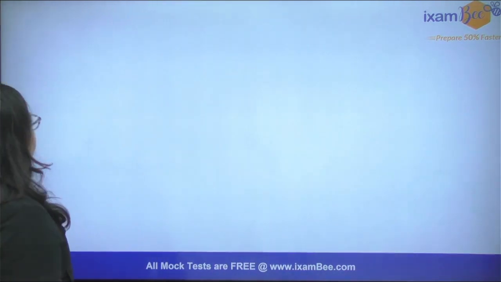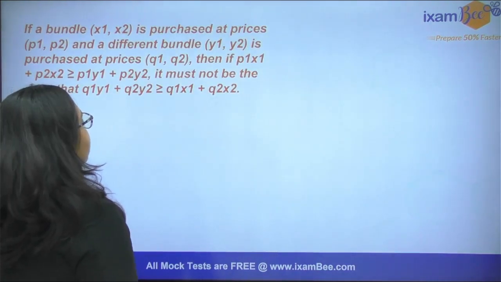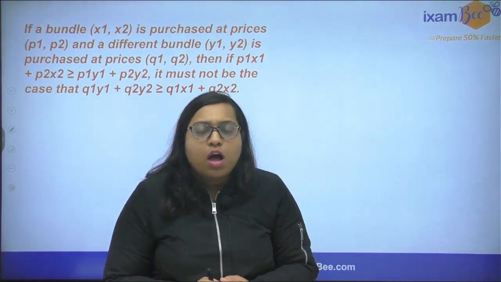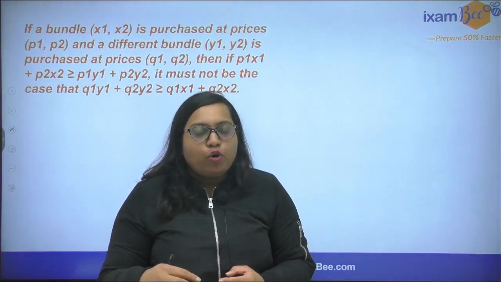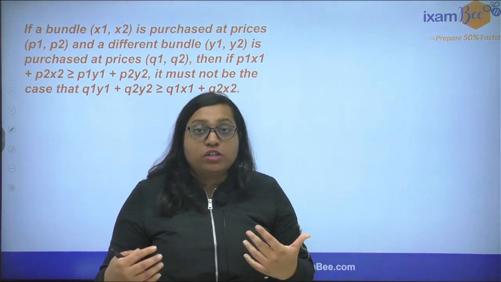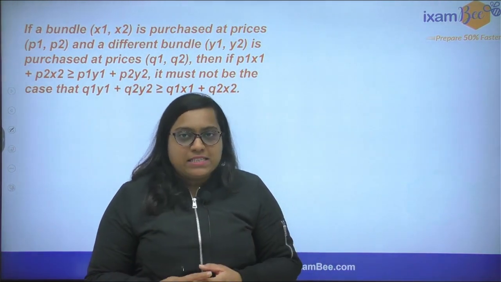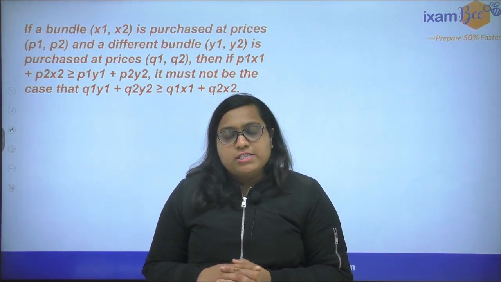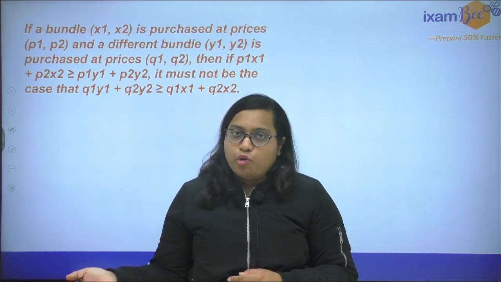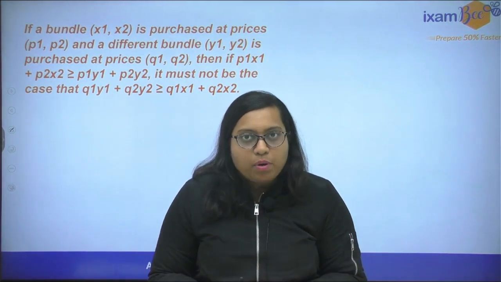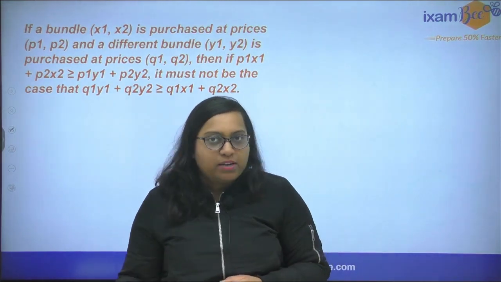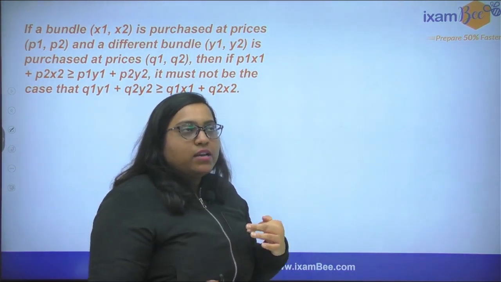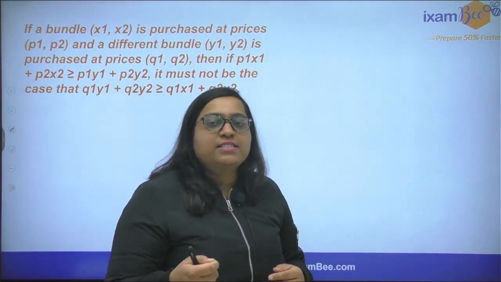So now to check WARP, how do we compare the different bundles? Basically, we first find out how much expenditure is made on the two bundles in different scenarios. What are the different scenarios? Under the two pricing conditions, when the price is 1, 2, how much expenditure is made on the two bundles 1, 2 and 2, 1, and when the price is 2, 1, how much expenditure is made on the two bundles 1, 2 and 2, 1. That's how you'll be able to compare.